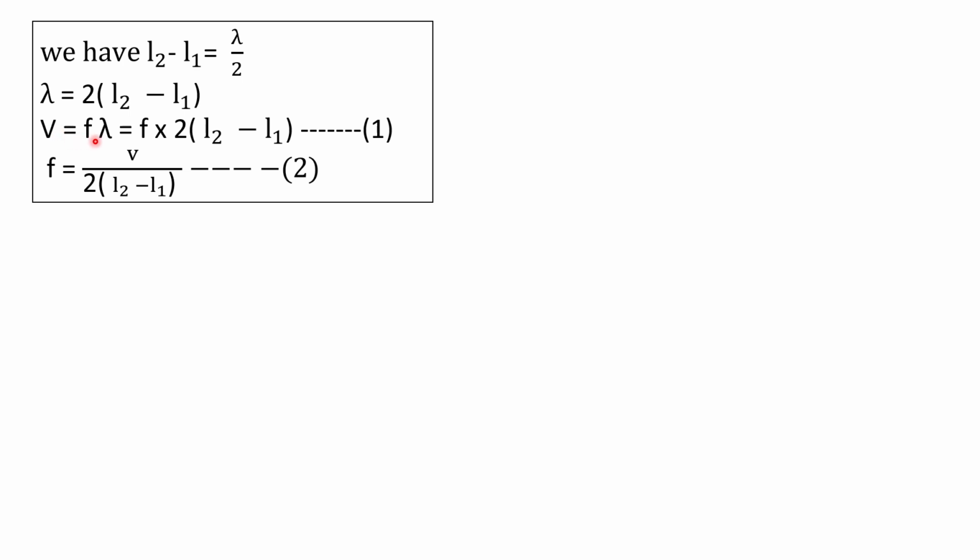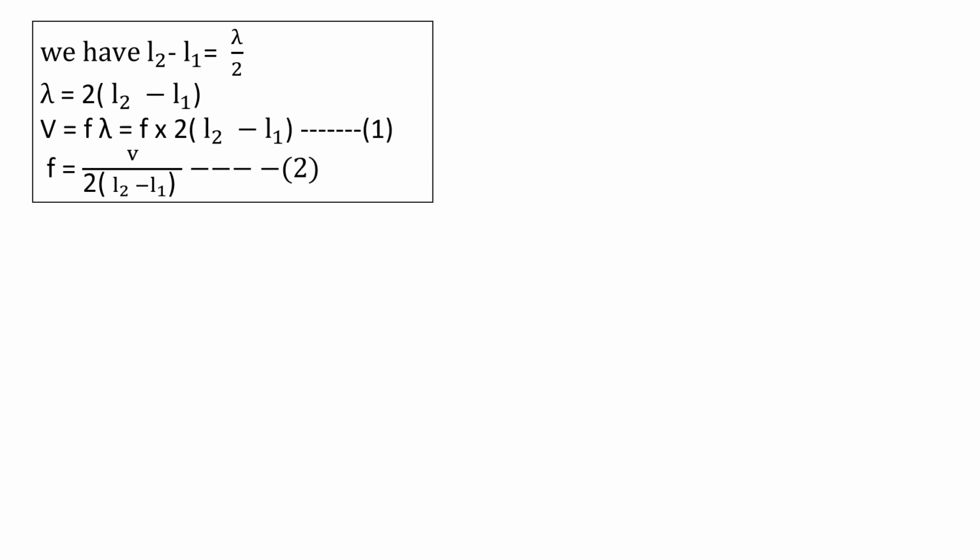Velocity V is equal to F lambda, where F is frequency. And substituting the value of lambda here, we get F into 2 into L2 minus L1. So this is the equation for velocity. From this equation, F is equal to V by 2 into L2 minus L1.